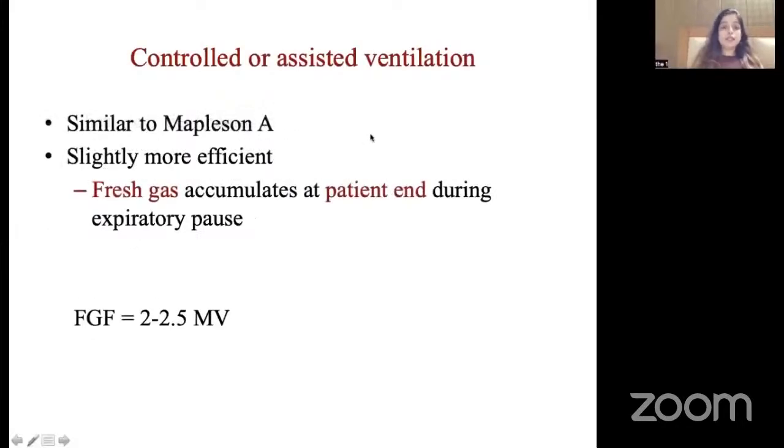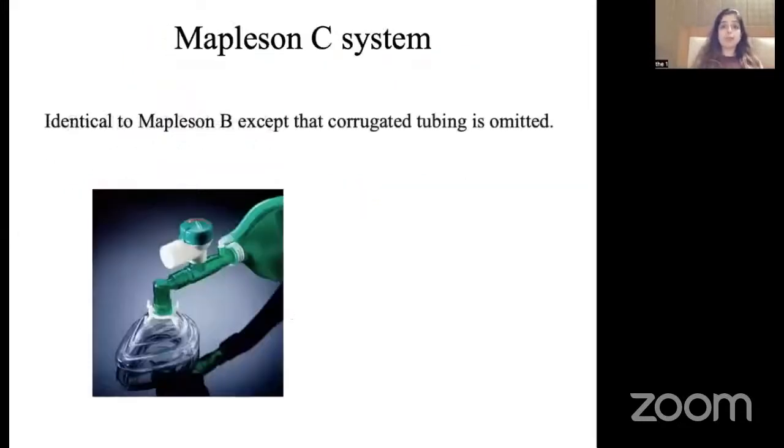For controlled or assisted ventilation, functional analysis of Mapleson B is similar to Mapleson A. However, it is slightly more efficient as fresh gas accumulates at the patient end during the expiratory pause rather than at the machine end. The fresh gas flow required for controlled ventilation in Mapleson B is 2 to 2.5 times the minute volume. Mapleson C system is identical to Mapleson B except that there is no corrugated tubing separating the valve and the bag.